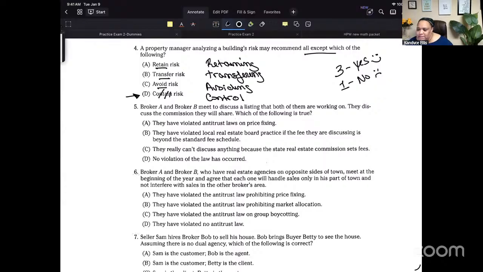Why does he make it seem so simple? Why does Uncle Ray make it seem so simple? And Marilla, I don't know if you could hear that. He said we should go for TRACK, so you're gonna stay on track. That would be transferring, retaining, avoiding.